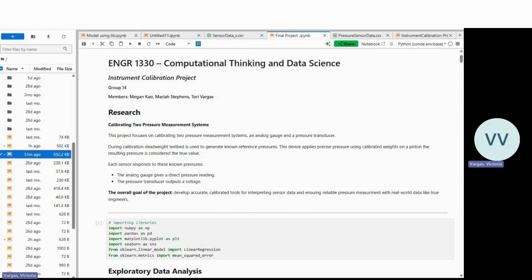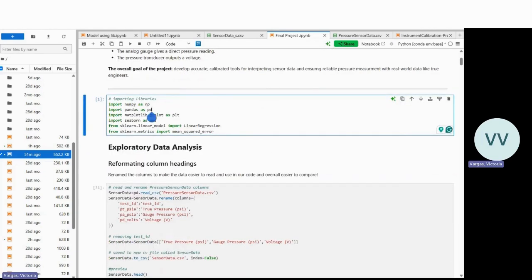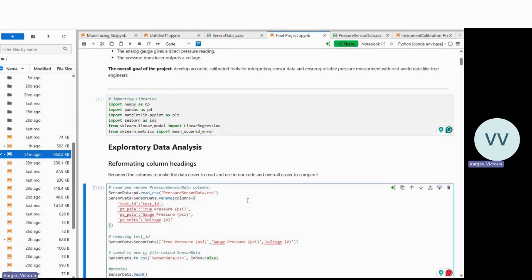Our first step in the project was to import all of the libraries used: NumPy, Pandas, Matplotlib, Seaborn, and finally the libraries that were used for our models. So that's what we see in this column here.